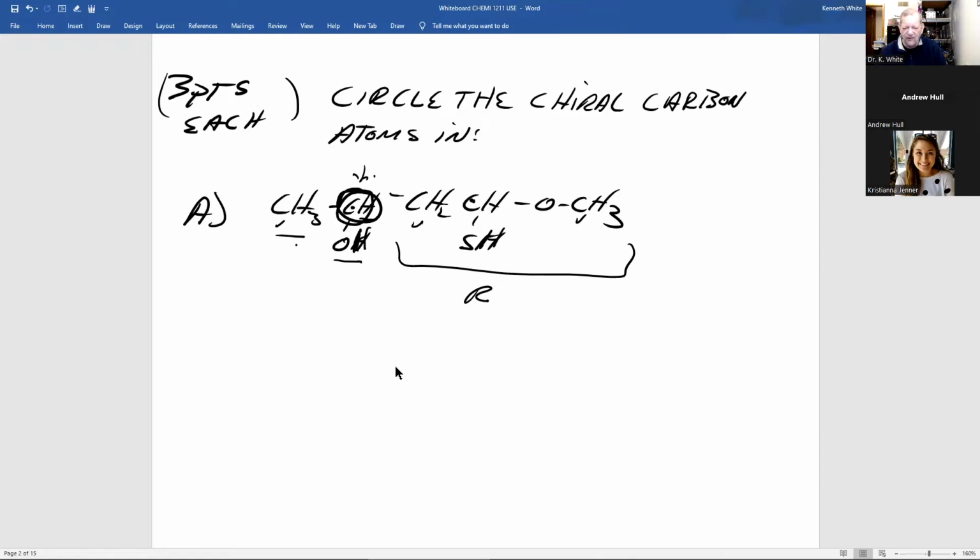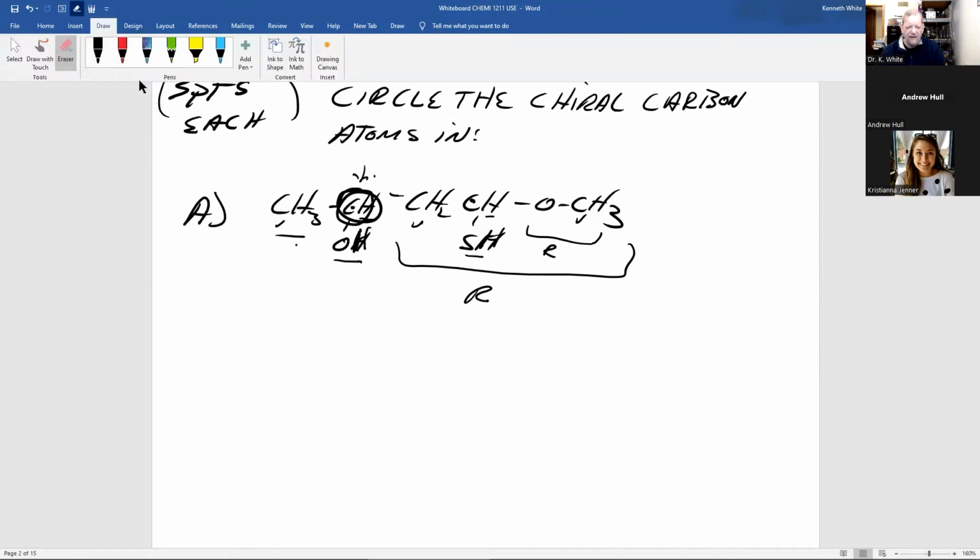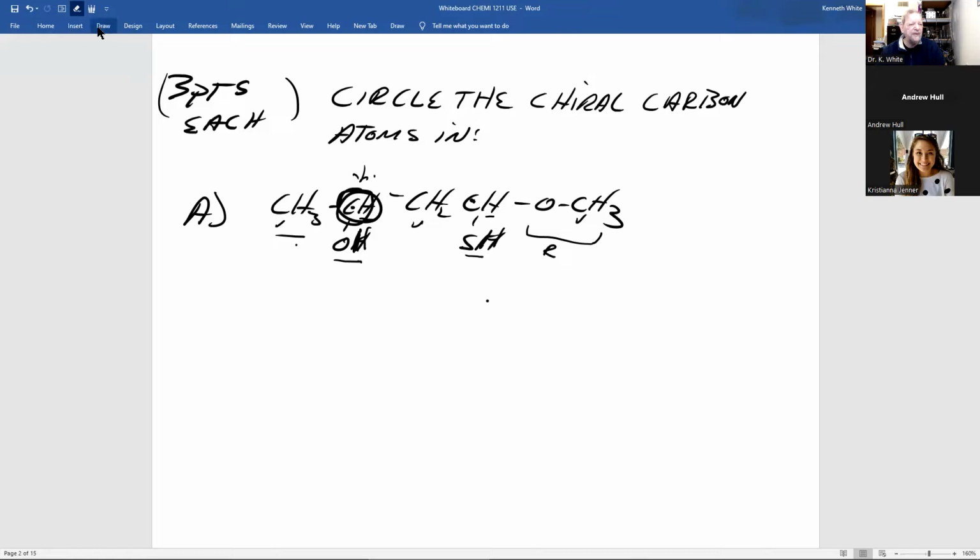Now, the other carbon is right here. And here we have a hydrogen, a thiol group, and this methoxy group I'll call R. Attached again to this carbon is all of this, I'll call R prime. So you have hydrogen, thiol, R, R prime. They're all different. That's a chiral carbon.